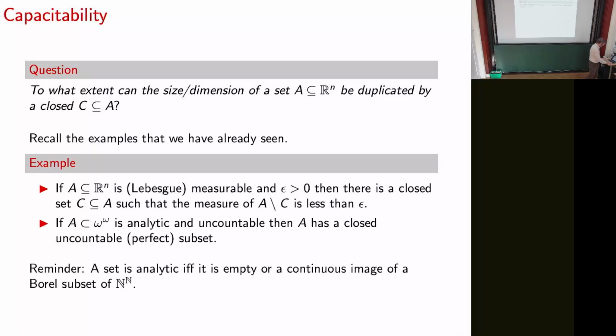So we've already seen a couple of examples. If you're looking at Lebesgue measure, then for an arbitrary set, if it's measurable, I don't even need to know that it has positive measure, you can find a closed subset of it which supports its measure, or its size in the sense of Lebesgue, right? Up to arbitrary epsilon.